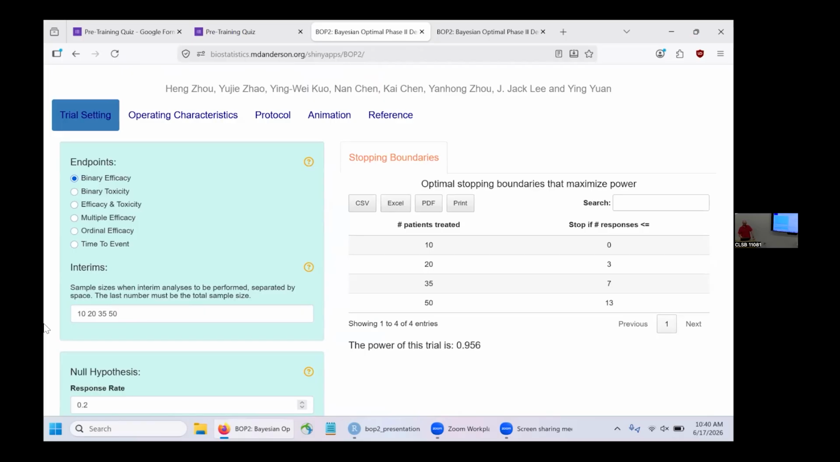Yeah, thank you so much for sharing that. So for people who don't know, that's Professor Yuan at MD Anderson, who created this method. We do have an expert online with us, which is fantastic.